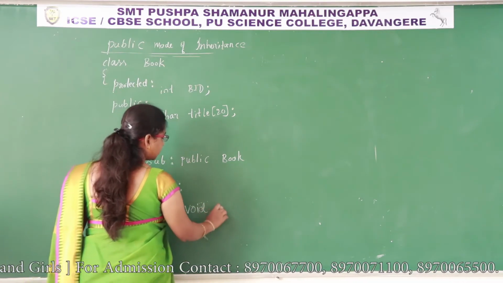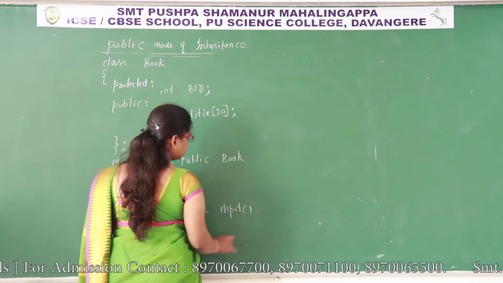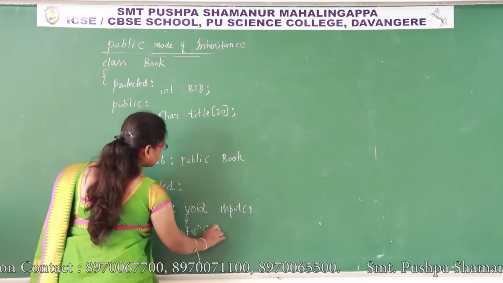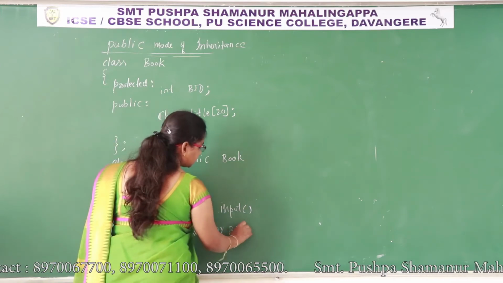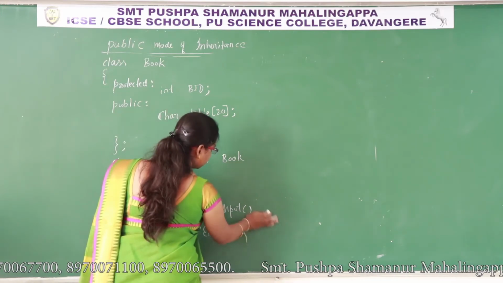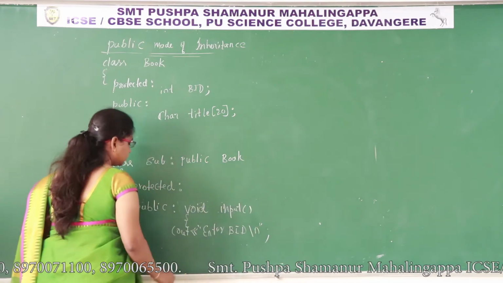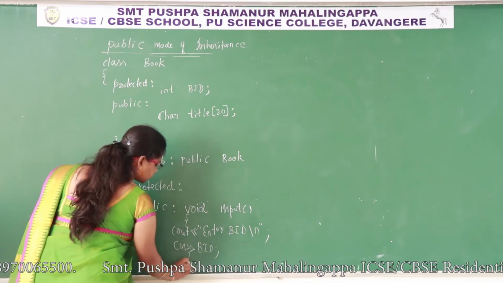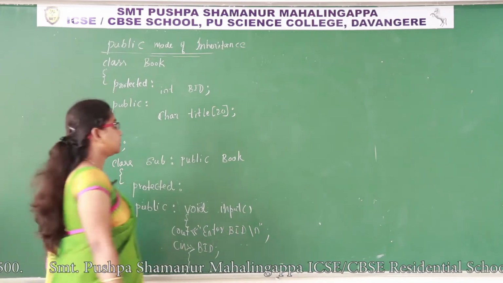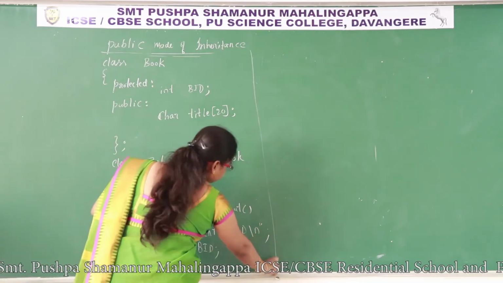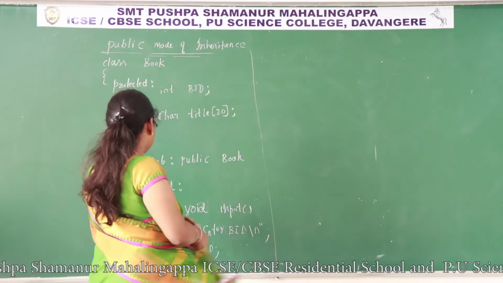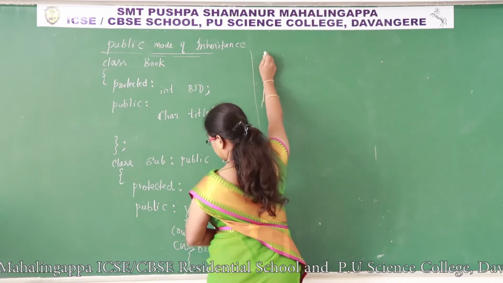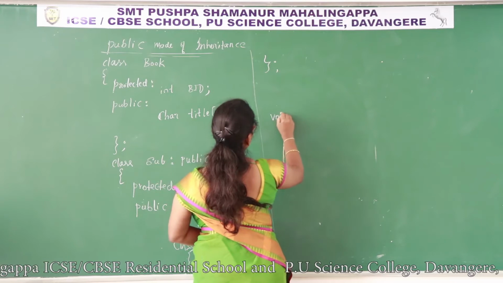Void input, cout, enter book ID and title, sorry, book ID. I want to access book ID here. Cin extraction book ID. Close. Next. I'll close the class here. Let us write void main.